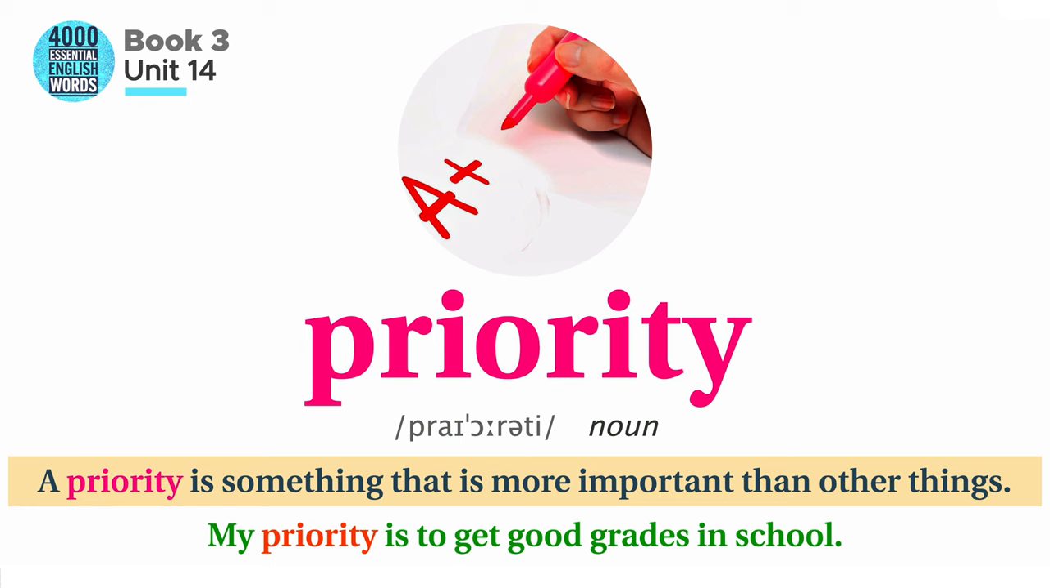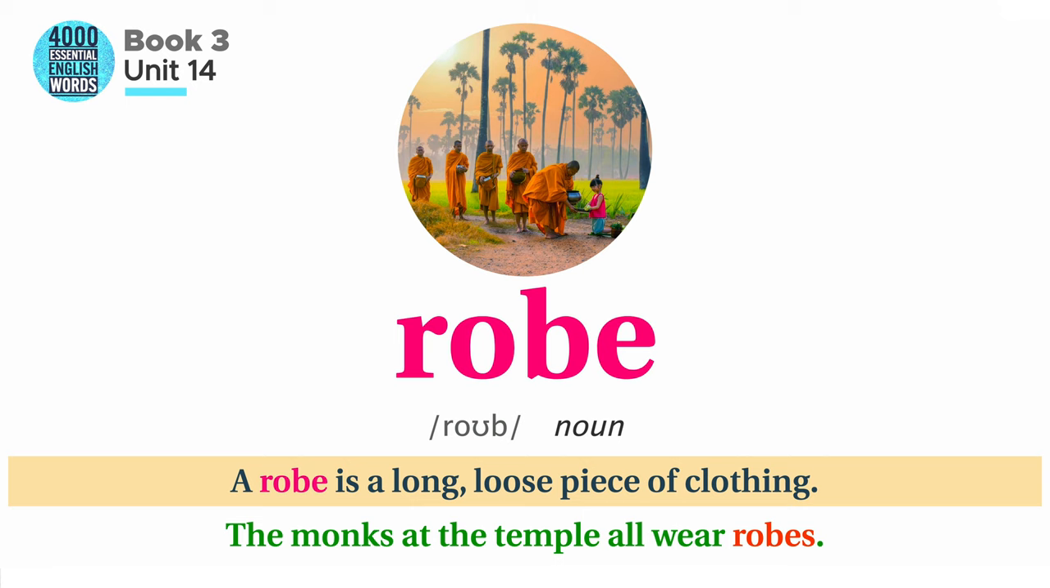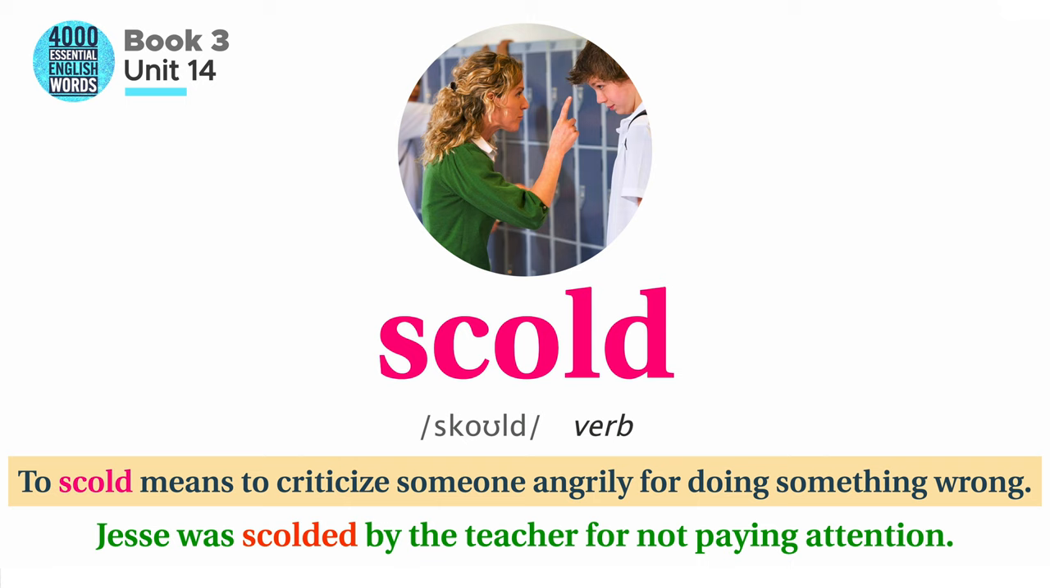Robe. A robe is a long, loose piece of clothing. The monks at the temple all wear robes. Scold. To scold means to criticize someone angrily for doing something wrong. Jesse was scolded by the teacher for not paying attention.